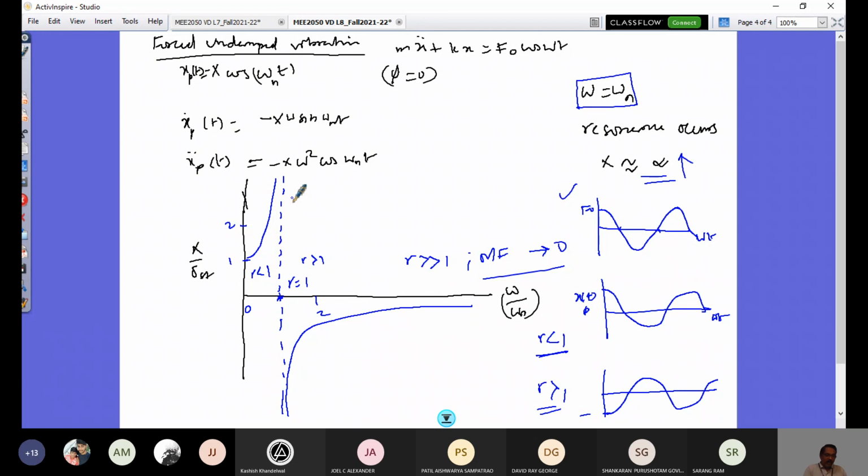So I stop at this point of time, and we will continue later. Magnification factor, how does it vary as a function of frequency ratio, omega by omega n? Similarly, the phase angle, another important physical property here. How does it vary as a function of this for forced damped vibration, which you have learned today? That is the starting point for the next class.